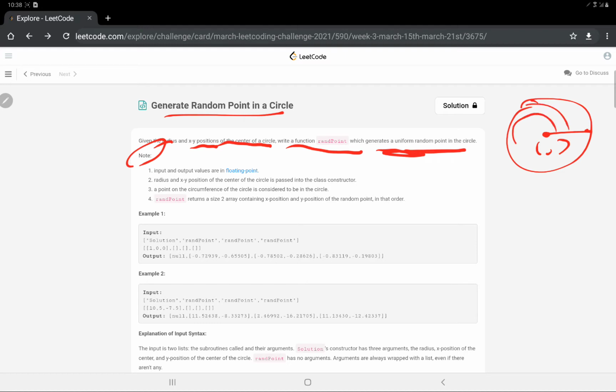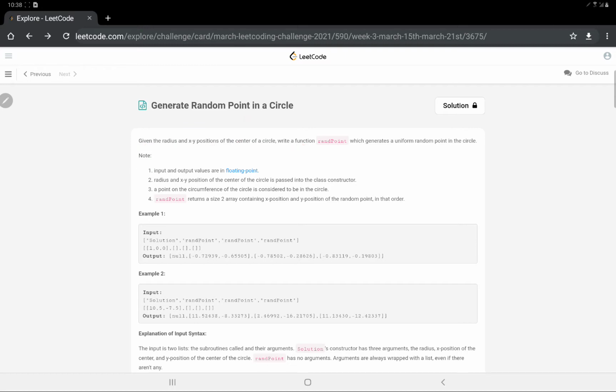So uniform, like concentric. All right, so let's see what we have over here. All right, so input and output values are in floating point. All right, and radius and xy position of the center of the circle is passed in, so we have a constructor type situation, so we have to design a constructor and code it like that.